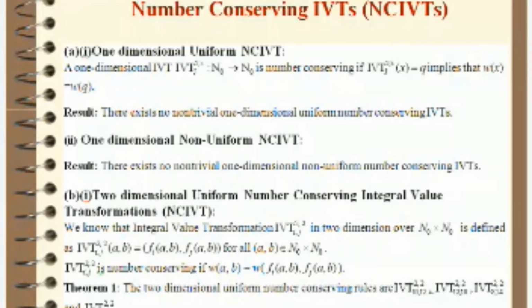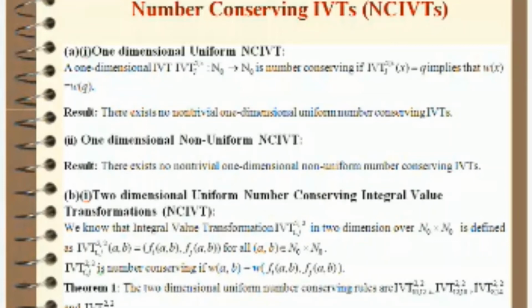So here the concept is again the same. It will be number conserving if the weight of the input ordered pair equals the weight of the output ordered pair. And here there is a result that we have got four such IVTs. One is IVT 1012, next is IVT 1210, next is IVT 814, and next is IVT 148.